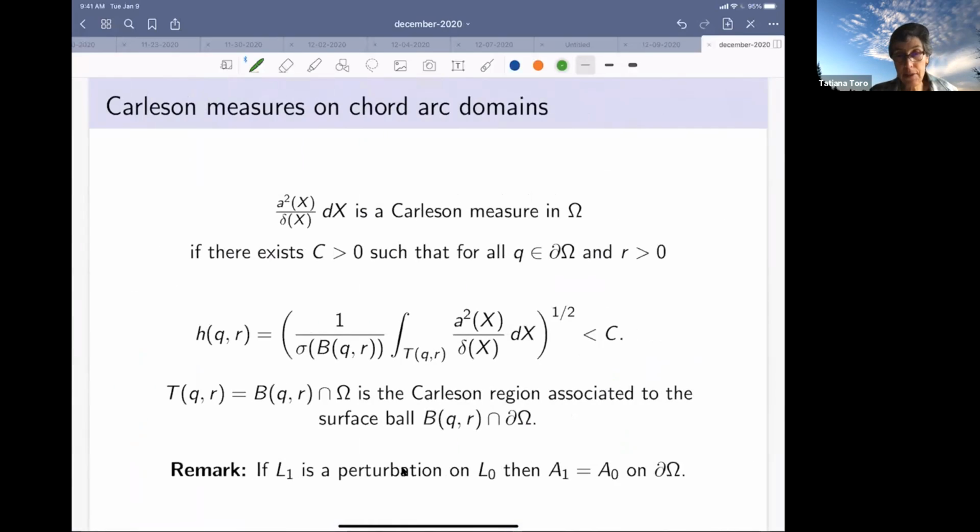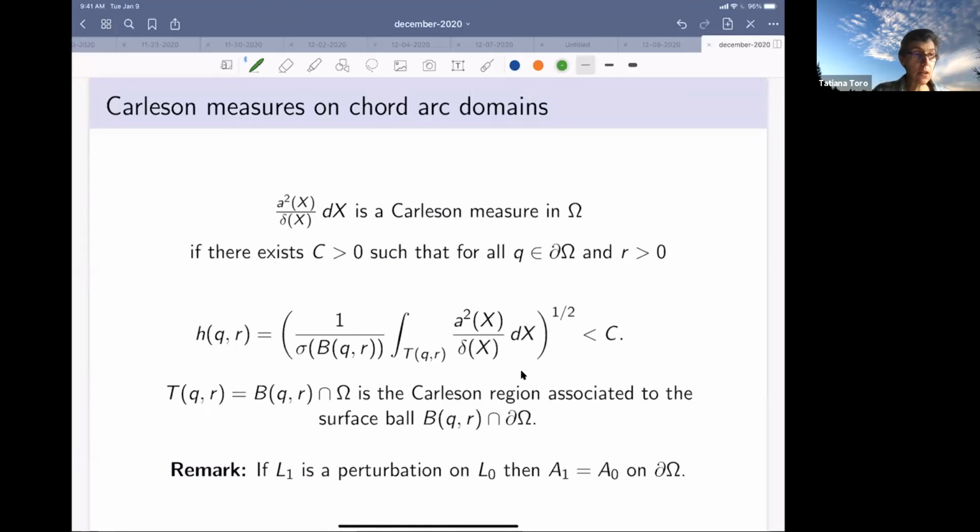If L1 is a perturbation of L0 with this definition here, then A1 equals A0 on the boundary. So for us, I started with, if L is a perturbation, this is what it means to be a perturbation. So, okay, please try to keep in mind these definitions.